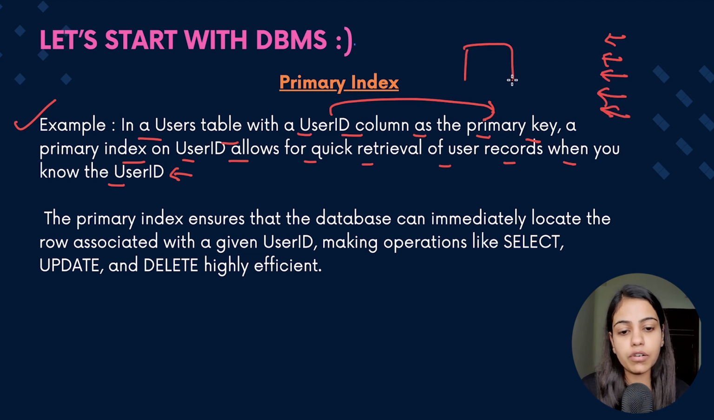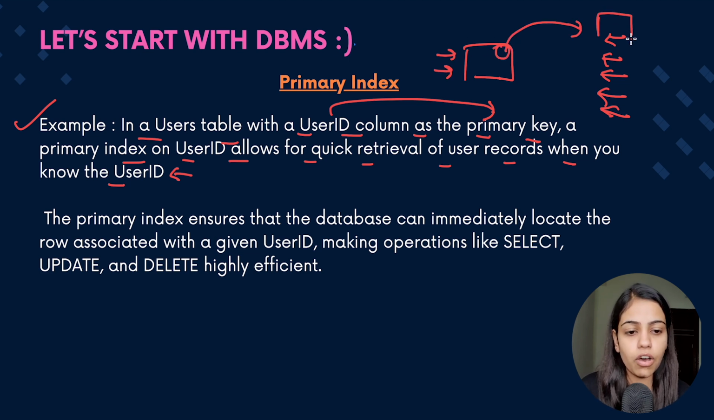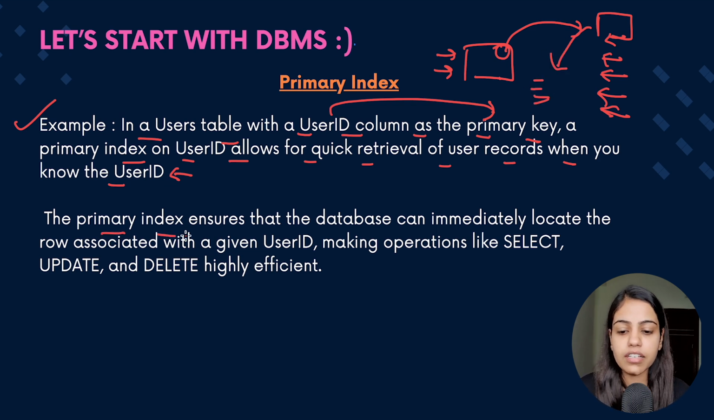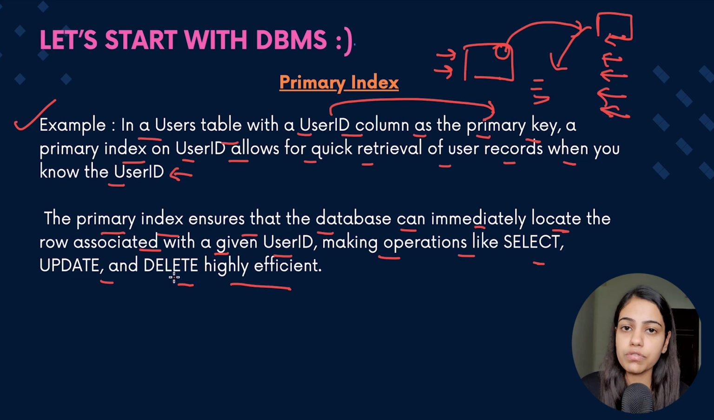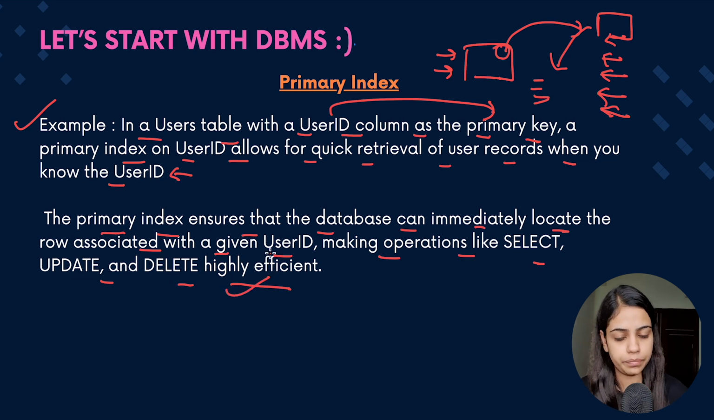Rather, what we will do is go to the index table, and when we know the user ID, we'll search in the search key, and wherever we find the block pointer corresponding to that, we'll go to that particular block, bring that block into our memory, search for those particular values and get the details easily. So primary index ensures that the database can immediately locate the row associated with a given user ID, making operations like select, update, and delete highly efficient.